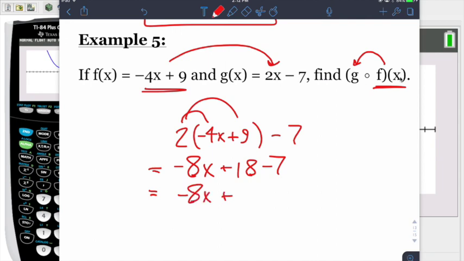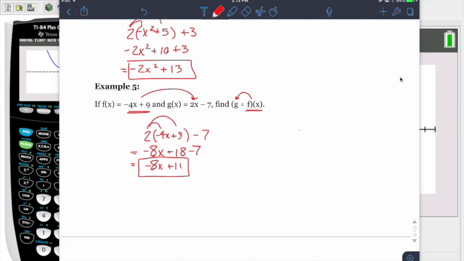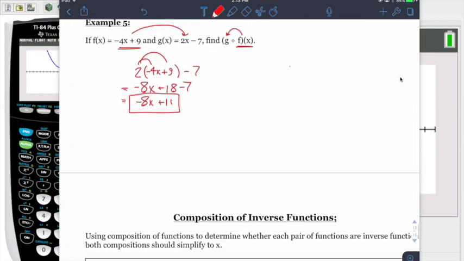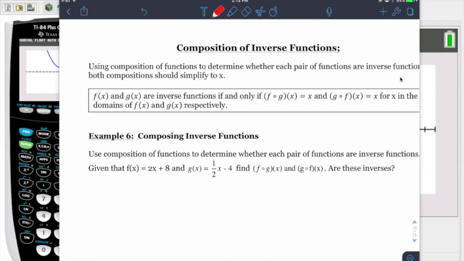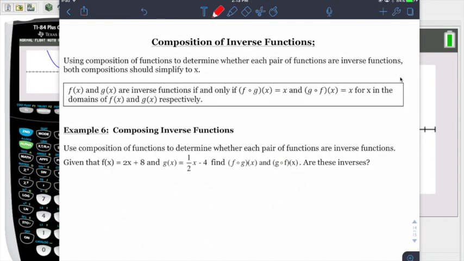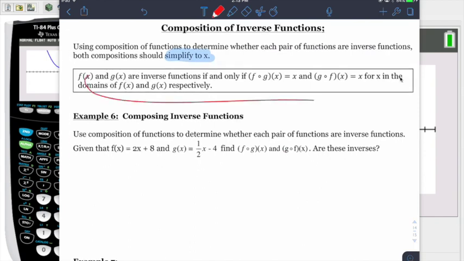8x was this plus 11. Okay, so that is composition of functions. The reason we're going to do that here is there's something real specific about using composition of inverse functions. So by using a composition of functions to determine whether each pair of functions are inverse functions, both compositions should simplify to x. So if we plug an inverse into its regular function, they should come out to x. And that's kind of what all that is saying right up here.